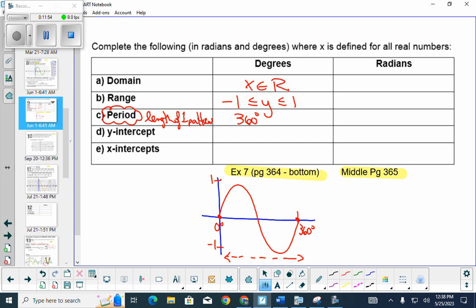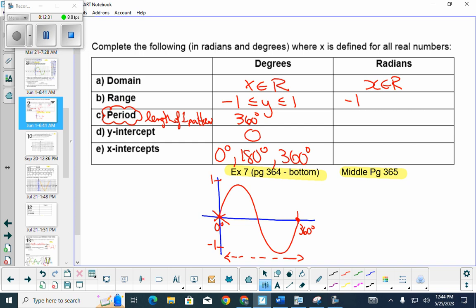Okay, y-intercept. Where do you cross the y-axis? At 0. Where were your x-intercepts? Well, they were at 0, 180, and 360. Okay, totally fine. Okay, so in the vid yesterday we talked about radians, right? Radians is just a different unit of measurement, just like 1/2 and 0.5 are different ways to write a number, okay? So for radians, still x is real.